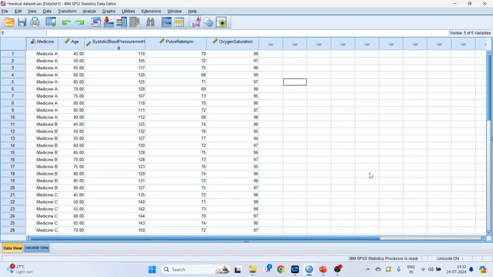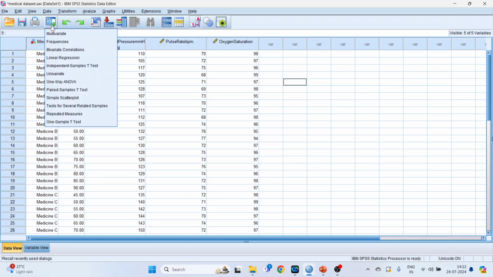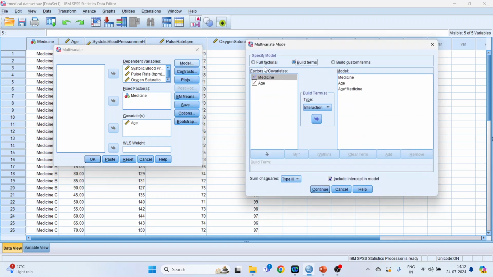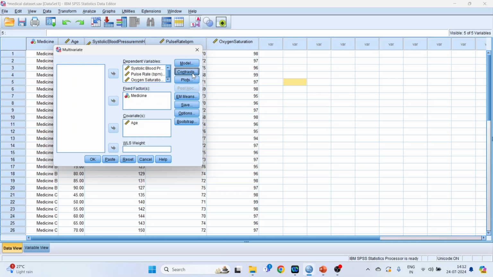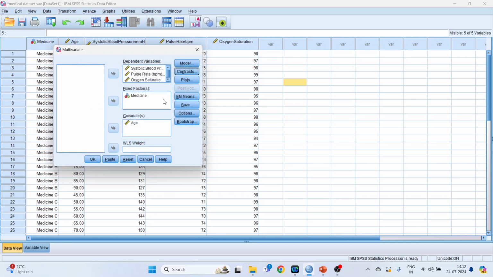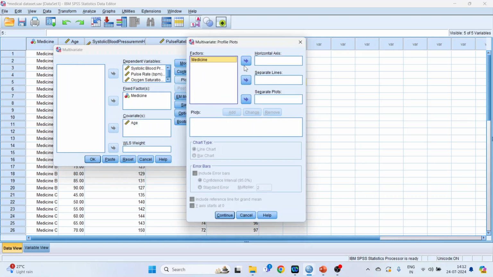Now, once the effects of covariance are insignificant, we proceed further. Click here, multivariate. Now go in the model. Instead of build terms, make it full factorial. Click continue. In contrast, you don't have to change anything. Continue. Plots, transfer medicine into the horizontal axis.